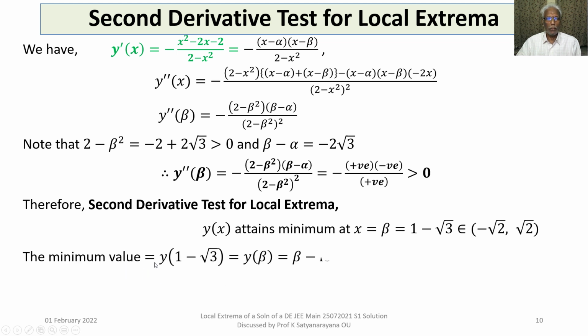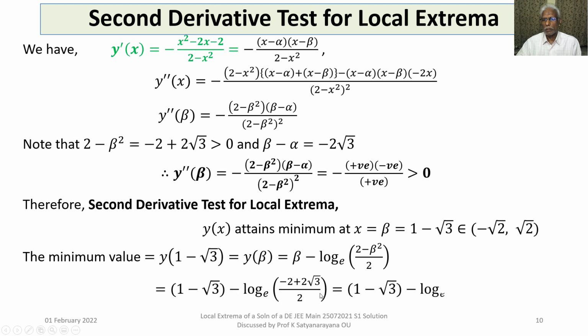So the minimum value is y at 1 minus root 3, that is y at beta, that is beta minus logarithm of 2 minus beta square by 2 to the base e. So we get the answer. So that's our required answer, and this is the usage of second derivative test for local extrema.